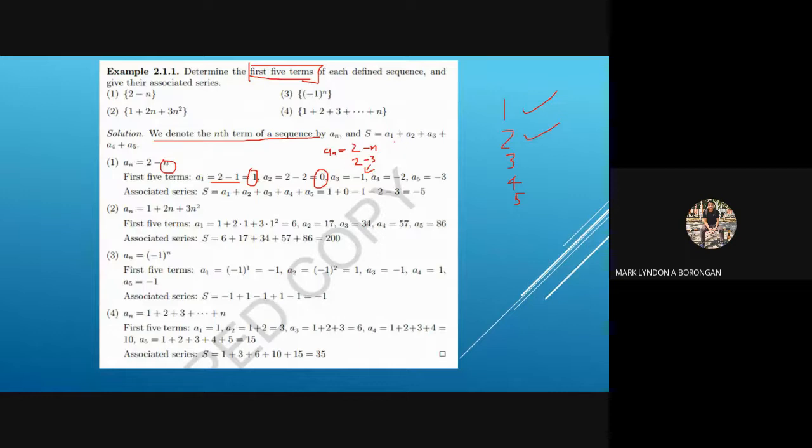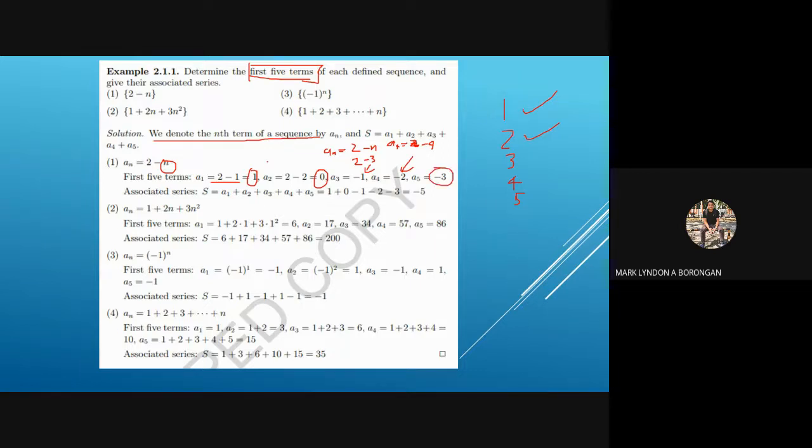Next one is a sub 4. So 2 minus 4, you'll get negative 2. And sa a sub 5, that is obviously 2 minus 5, which is negative 3.